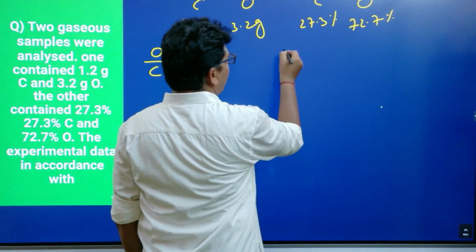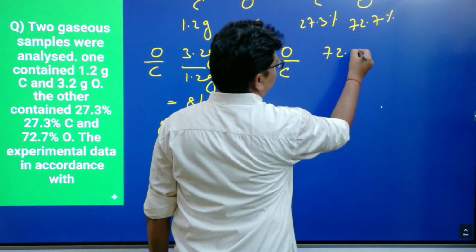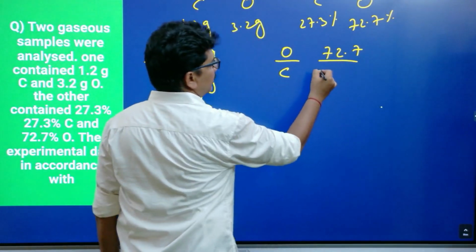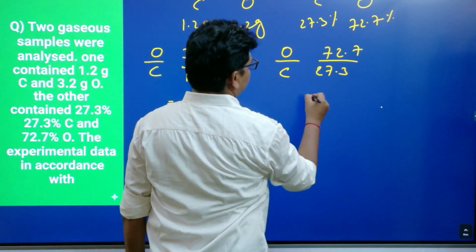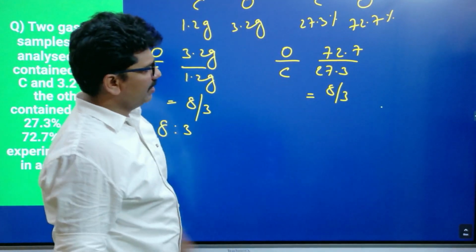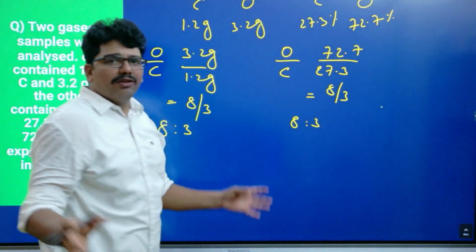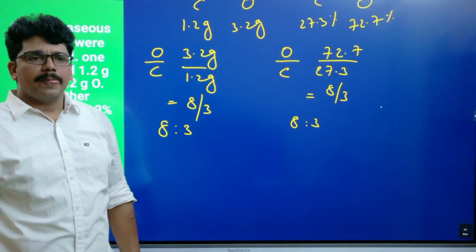Now take oxygen percentage divided by carbon percentage. Oxygen percentage is how much? 72.7. Carbon percentage is 27.3. Simplify this, you will get 8 by 3. 3 nines, 8 nines, 8 by 3. Here what is the ratio? 8 by 3. So we have two different samples.